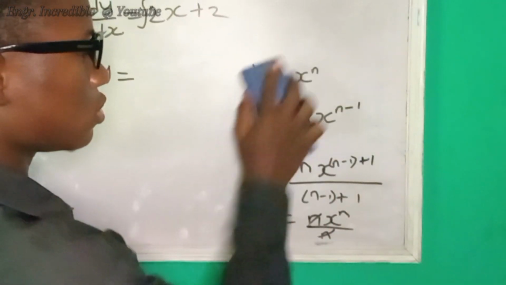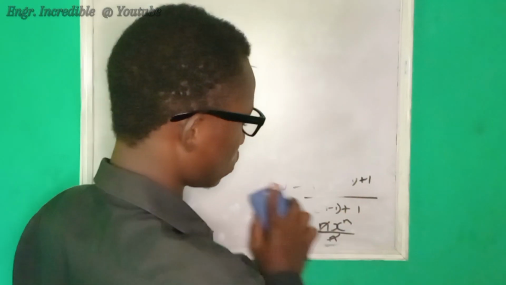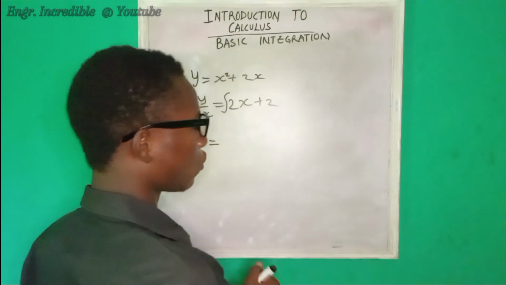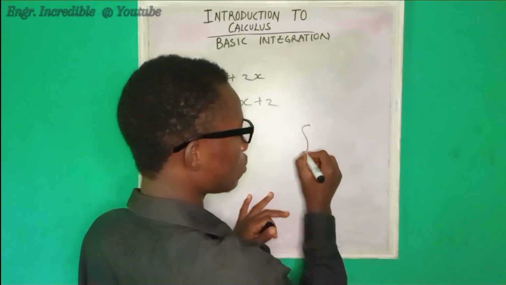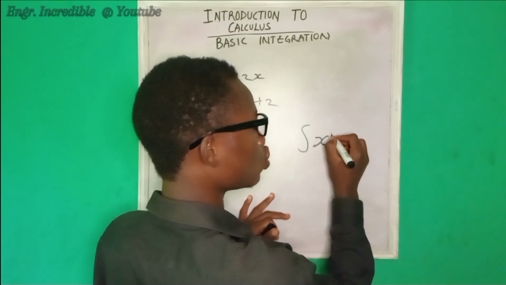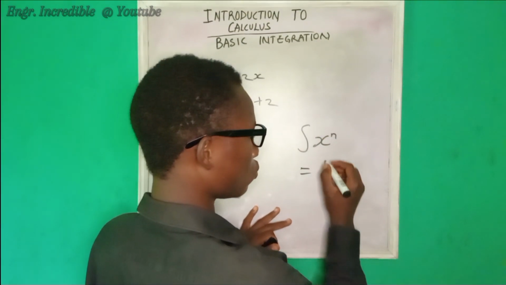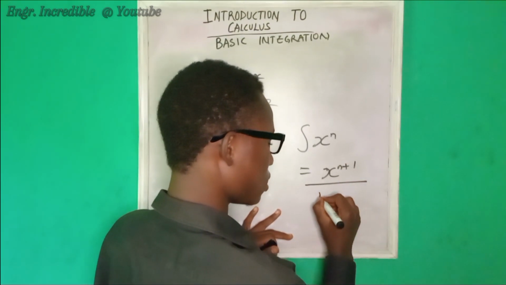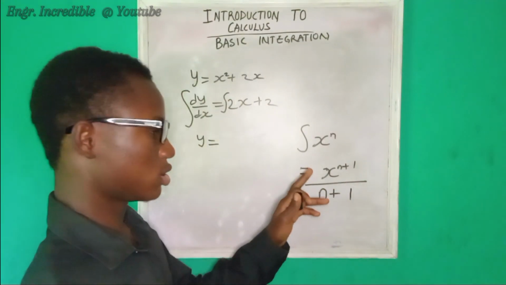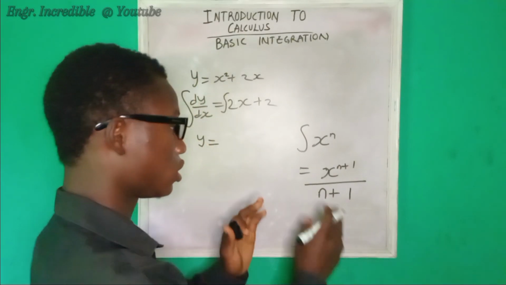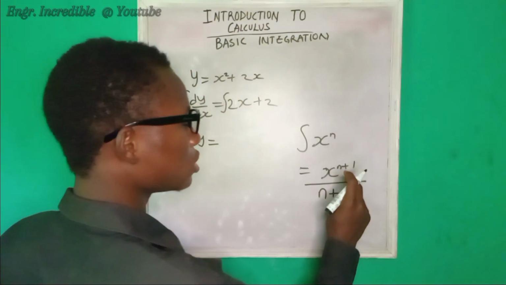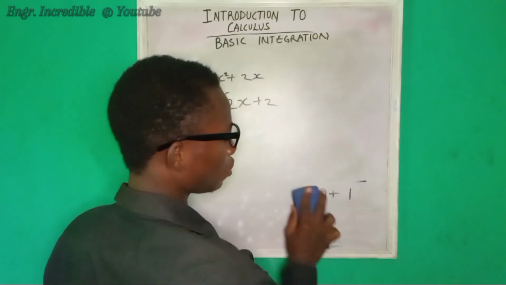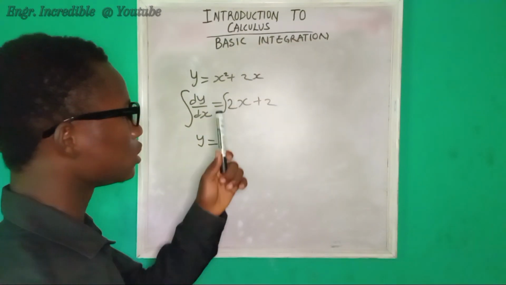So therefore, the basic formula for integration is, when we are integrating x raised to power n, it is equal to x raised to power n plus 1 divided by n plus 1. This is the formula for integration, as simple as that. So we are going to be applying this formula here.